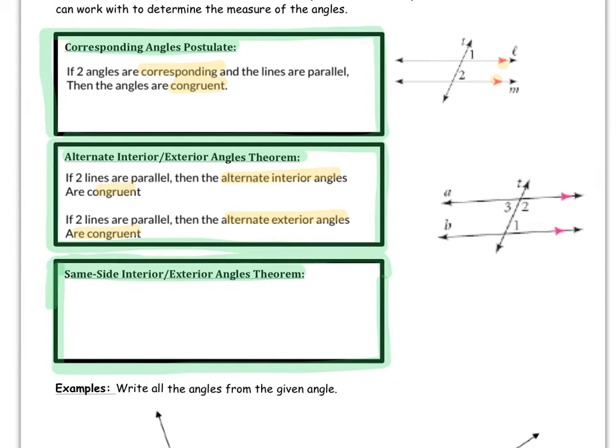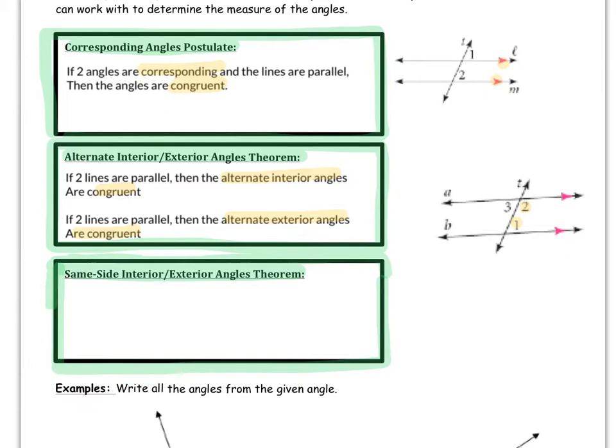Let's look at the same side interior angles, 2 and 1. Look at angle 2. What type of angle is angle 2? Well, angle 2 is an obtuse angle. How about angle 1? Angle 1 is an acute angle. So there's no way an obtuse angle and an acute angle are going to be congruent. So same side interior angles are actually different.